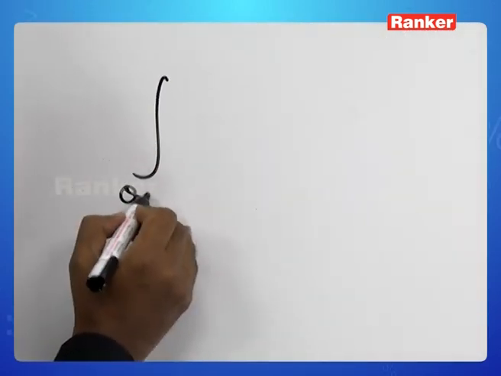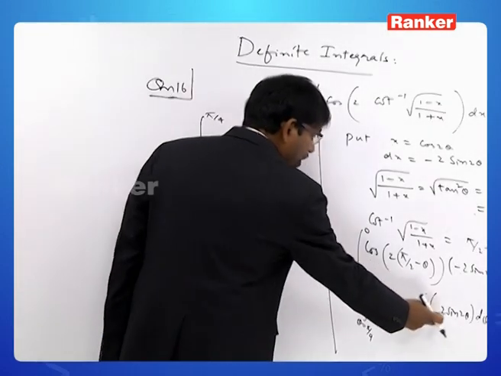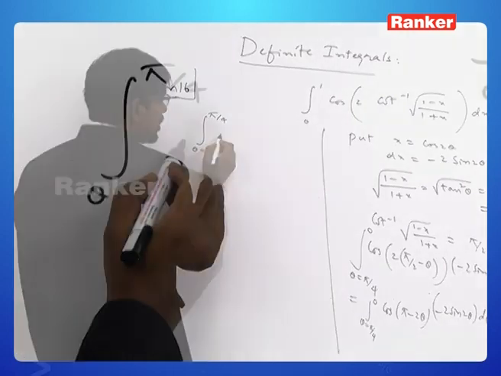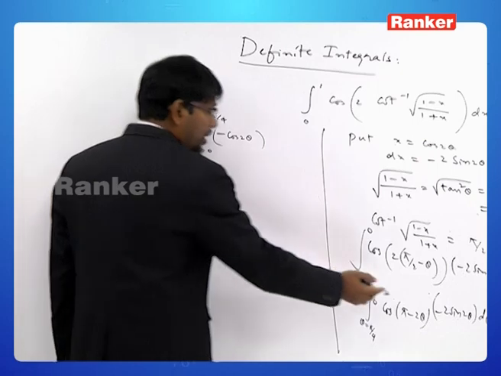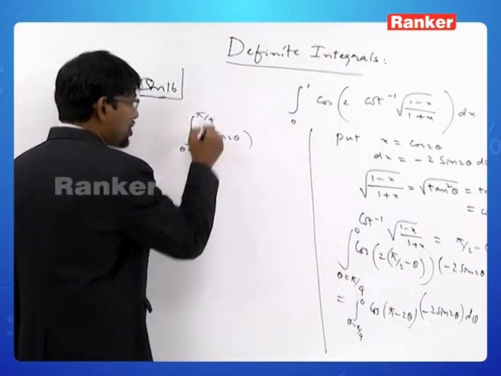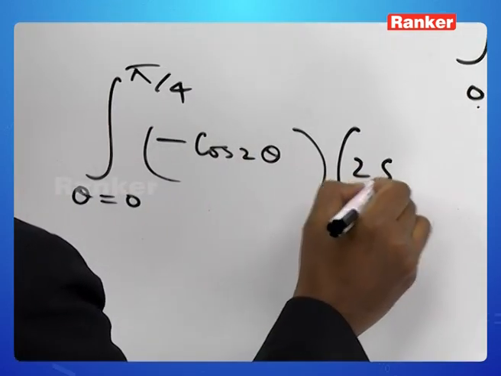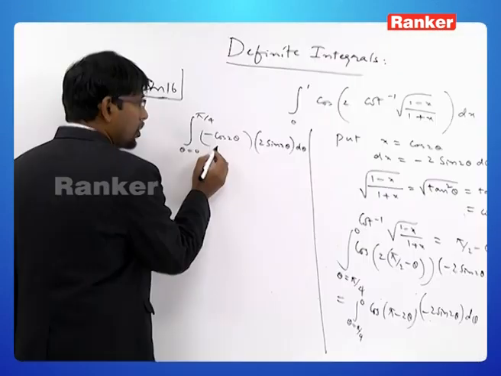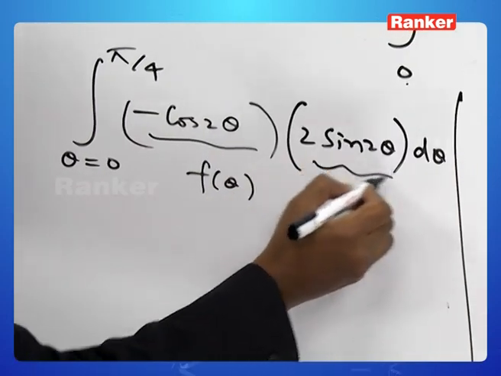I will interchange the limits. So theta from 0 to pi by 4, I will absorb that minus sign here. What is cos of pi minus 2 theta? Minus cos 2 theta. And this minus sign has been absorbed into this integral, that is I have interchanged the limits. So that minus sign goes, and we have here 2 sin 2 theta d theta. So if this is f of theta, clearly this is f dash of theta.